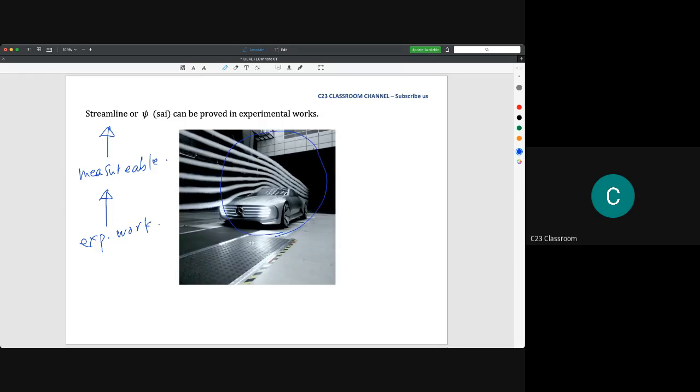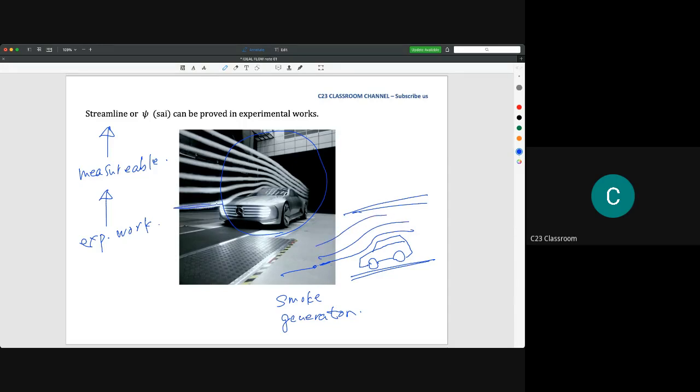I think you could imagine that a wind tunnel means we have a tunnel, whether it is a small or big tunnel, and then you put your object here. In this situation, we have a car here. Then we provide smoke, which comes from a smoke generator. You may Google about this one. The smoke will flow between the molecules of air, and it will be visible like this. Okay, so this is a streamline.